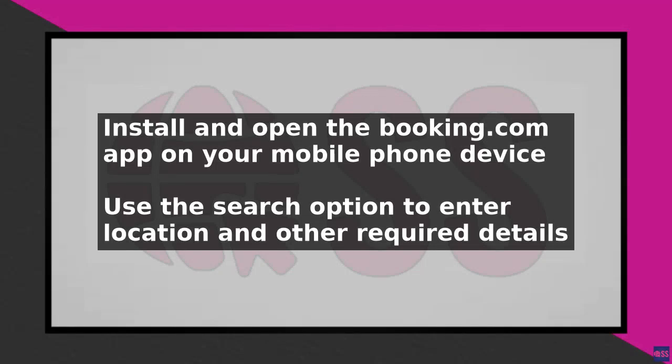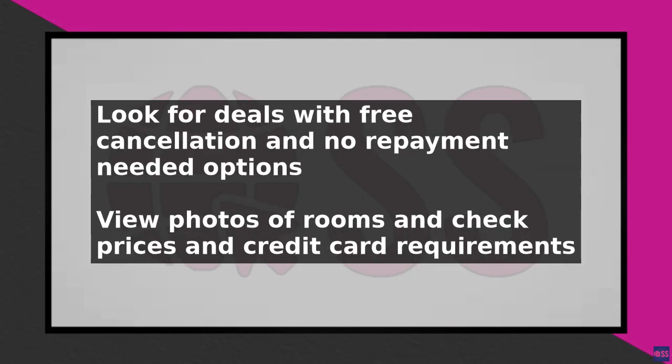To book a hotel room on Booking.com, start by installing and opening the Booking.com app on your mobile phone. Once open, use the search option to enter your location, followed by your check-in and check-out dates, and the number of rooms and guests, including adults and children. After entering this information, tap the search option to view available options.